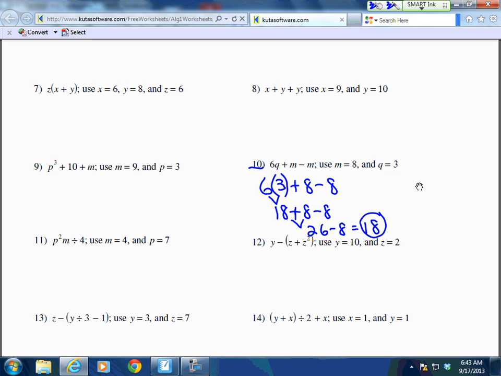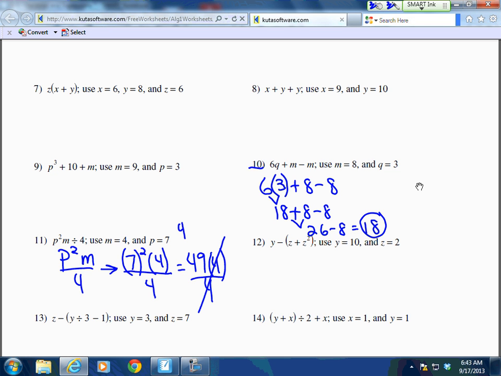Let's do 11. P squared times m divided by 4. So I've got p squared times m divided by 4, where m is 4 and p is 7. So I've got 7 squared times m, which is 4, divided by 4. So I've got 7 squared, which is 49, times 4 divided by 4. 4 divided by 4 cancels into 1, and my answer is 49.